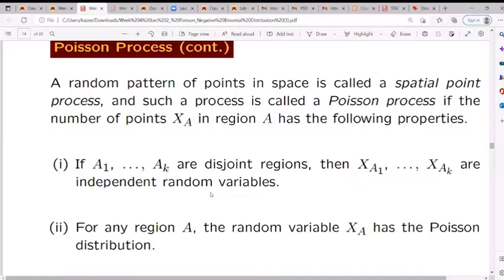You have regions A_1 up to A_k. They are disjoint regions. Disjoint regions means they're actually independent. Then for any region, the random variable has a Poisson distribution. So what we're trying to say is that each of them has a Poisson distribution. And if each of them has a Poisson distribution and they are independent, of course, they follow a Poisson process.